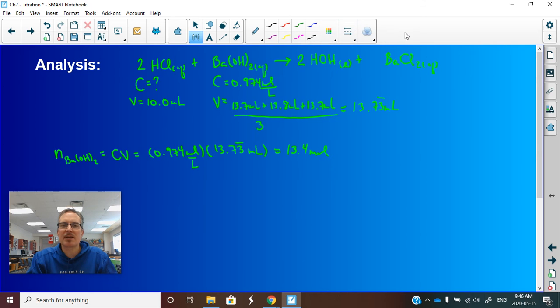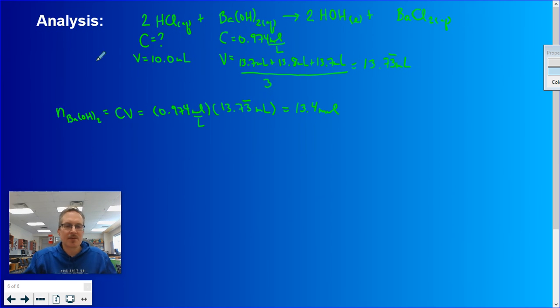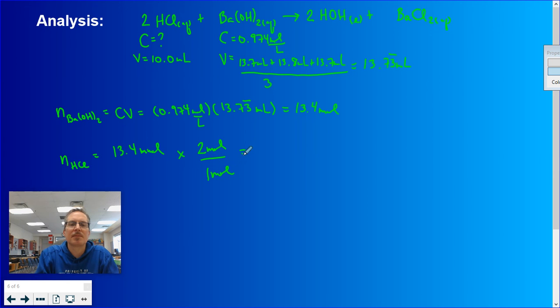So first step completed, we found the moles of barium hydroxide. My next step is the mole ratio step, where we find the moles of HCl. I am going to take 13.4 millimoles and multiply by unknown 2 over known 1. My value, again in 3 sig figs, is going to be 26.8 millimoles.